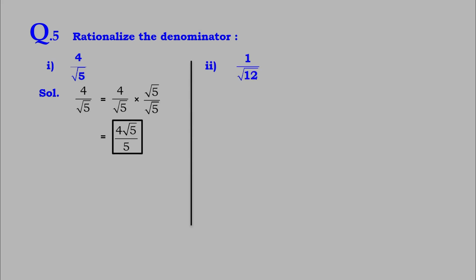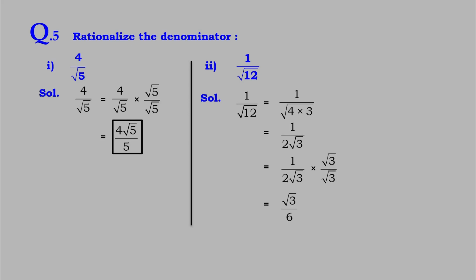Then question number 2, 1 by root 12. So first we have to simplify it. So root 12 is root of 4 into 3, that is 2 root 3. Now we are going to multiply root 3 in both numerator and denominator. So we got root 3 by 6.